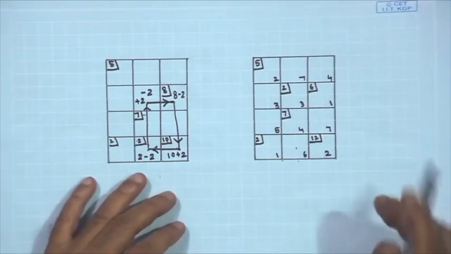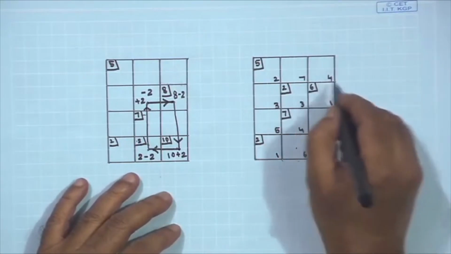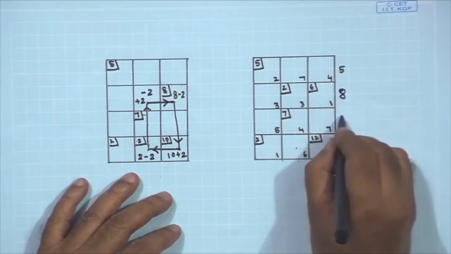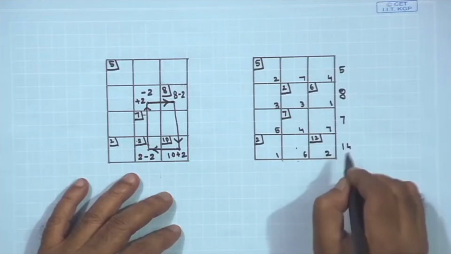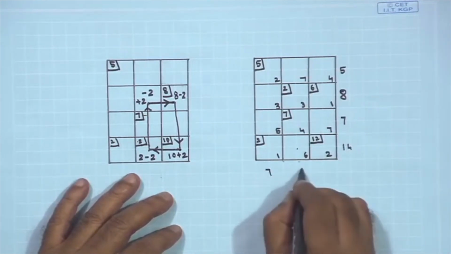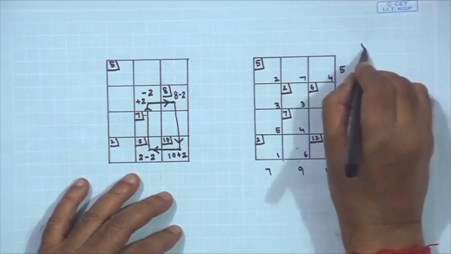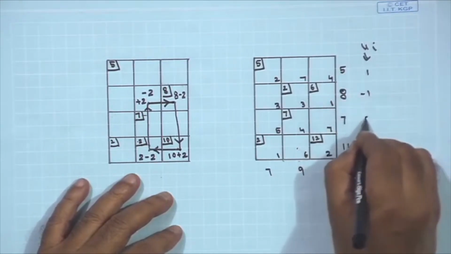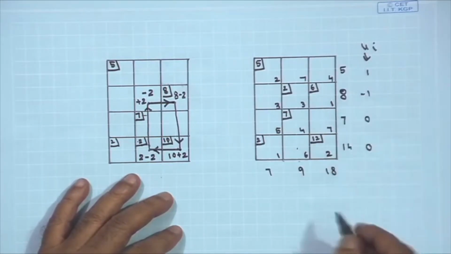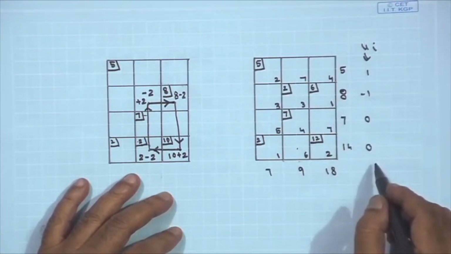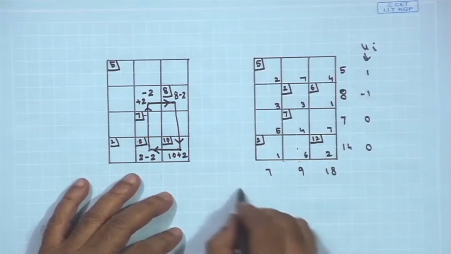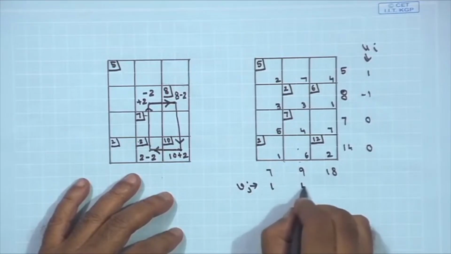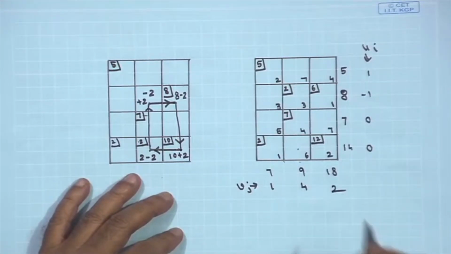So, for this case, if you calculate, I am just writing the allocations 5, 8, 7, 14, here it is 7, 9 and 18. u i values are 1, -1, 0 and 0. Once you are doing this one, you should check whether these are coming correctly or not. You should verify these values, since I have not shown it, and here it will be 142.